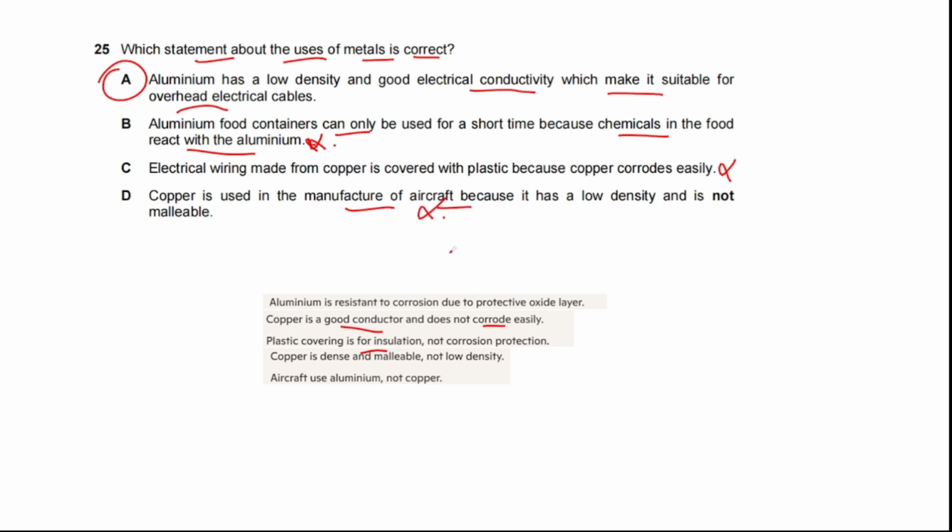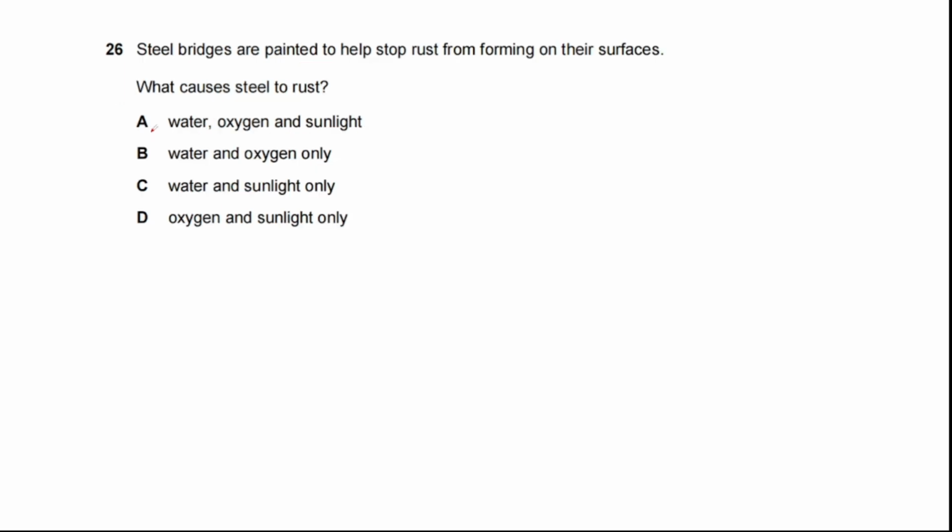Definitely not. Aluminium, or the alloy of aluminium, is taken for the aircraft because it has a lower density and it's malleable. It is not dense and malleable, and it's not of a low density. So the correct option is option A only.